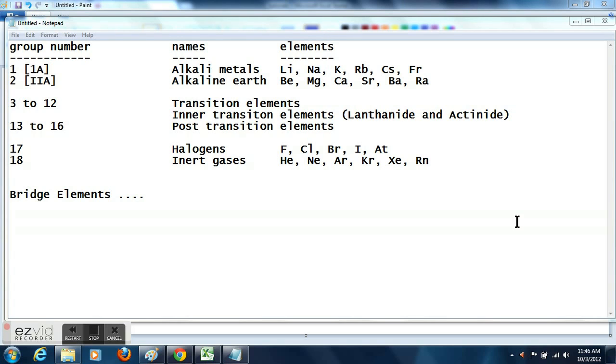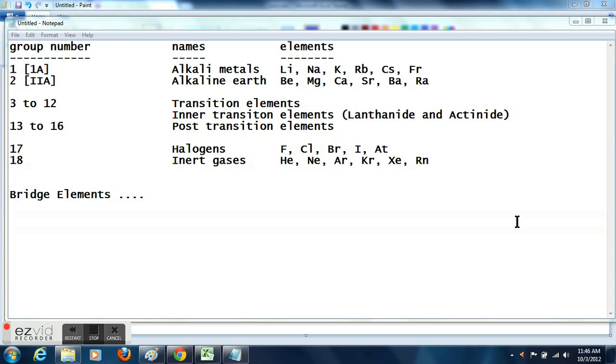Talk about group 2, which was earlier called group 2A. These are called alkaline earth metals. The elements in this group are beryllium, magnesium, calcium, strontium, barium and radium.